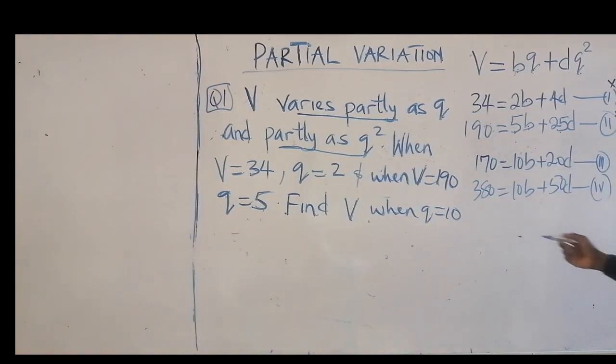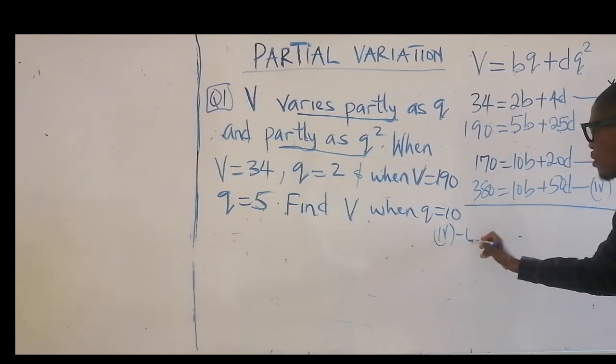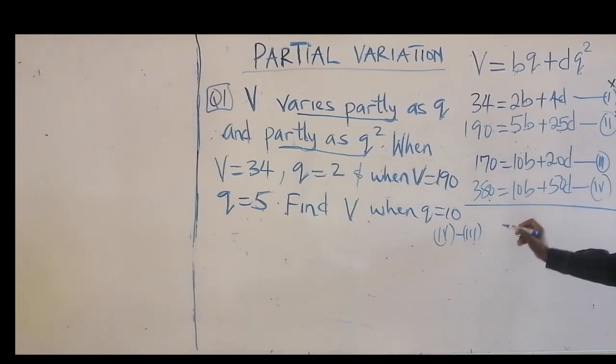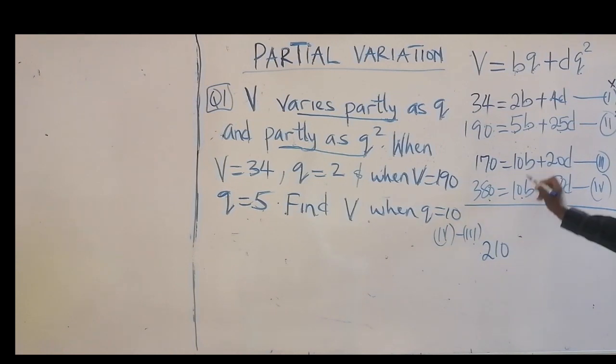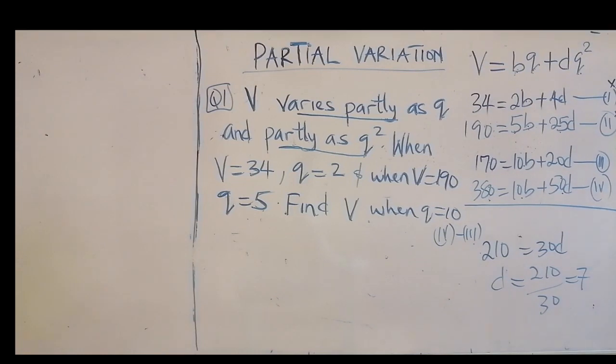Then I can say equation 4 minus 3. So 380 minus 170, that will give me 210. 10b minus 10b, that cancels. Then 50 minus 20, that's 30d. So in this case, d is equal to 210 over 30, and that's 7. So I've gotten d now.